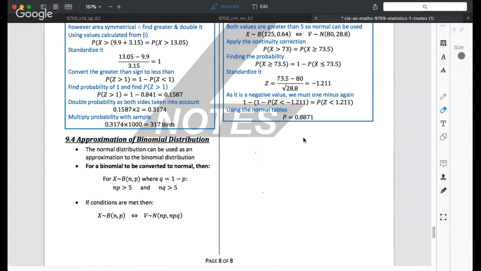Then it is easier for us to calculate and to estimate the probability. So these are the reason and the rationale behind this approximation. Okay, so what's the condition for us to do the approximation?